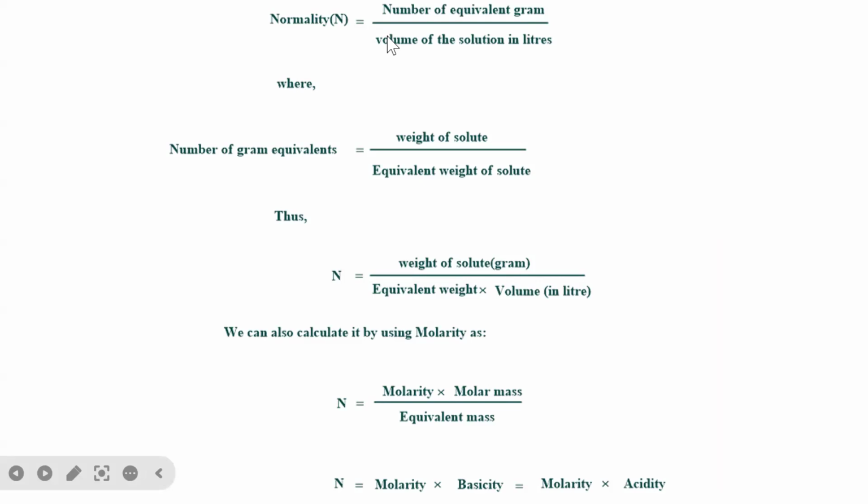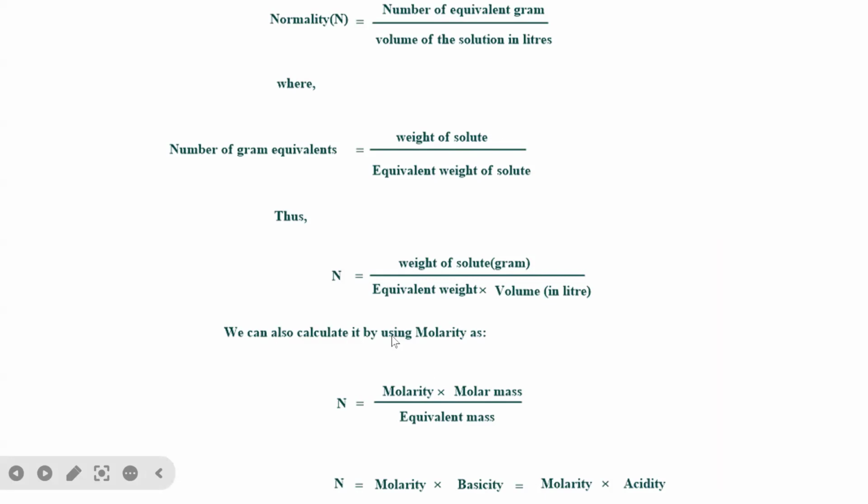So now, there are formulas that you can use in calculating normality. As we said, normality is equal to the number of gram equivalents divided by the volume of solution in liters. And if you want to calculate the number of gram equivalents, you can say the weight of the solute divided by the equivalent weight of the solute, or normality can be weight of solute in grams divided by the equivalent weight times volume in liters.